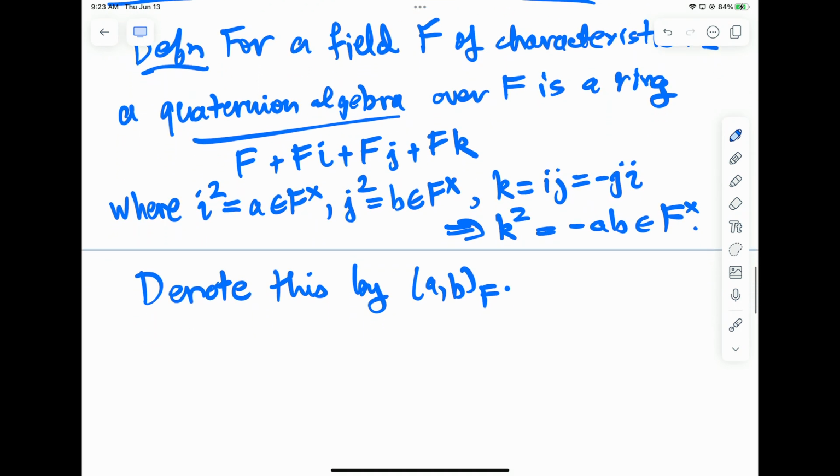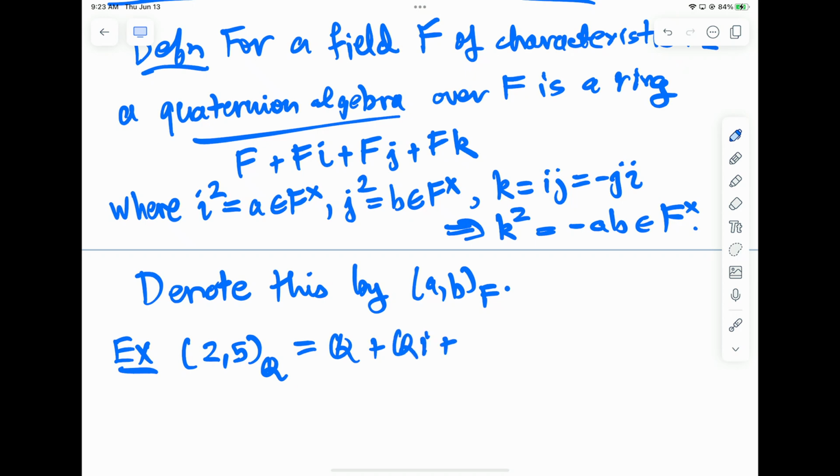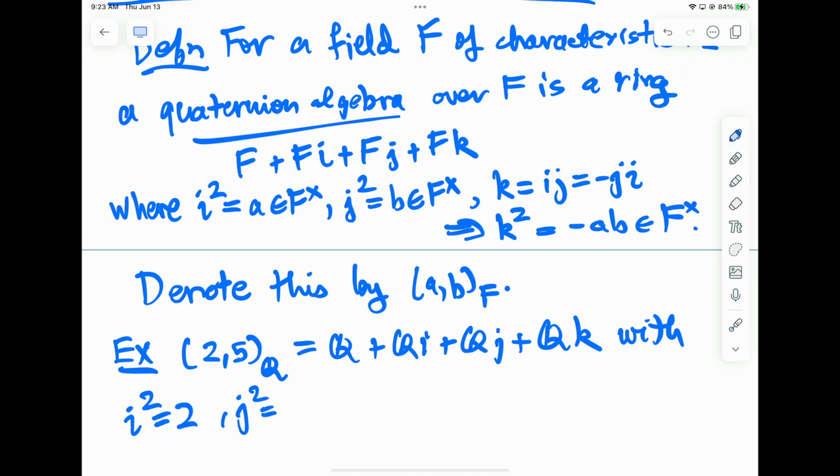So for example, let's take a look at the quaternion algebra over Q built out of the numbers 2 and 5. It's going to be a four-dimensional ring over Q: Q plus Qi plus Qj plus Qk, where i squared is 2. I know you think, oh, i squared should be minus 1. i squared is 2, j squared is 5, and k equals ij equals minus ji, and k squared is minus ab, which is minus 10.